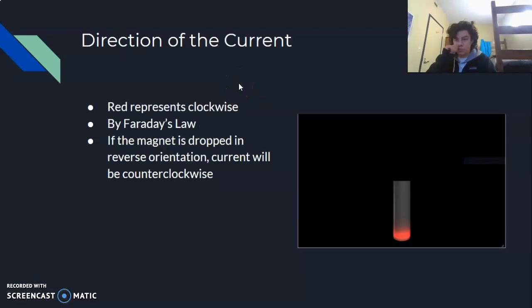So, as we can see from the GlowScript code, here's a screenshot of the direction of the current. The red represents counterclockwise when we are facing down on it, and by Faraday's law, if the magnet is dropped in a reverse orientation, the current would have been counterclockwise.